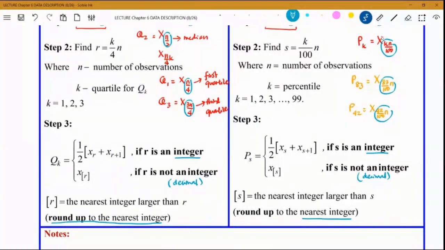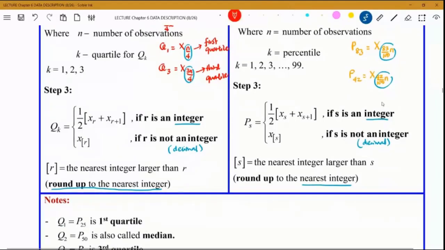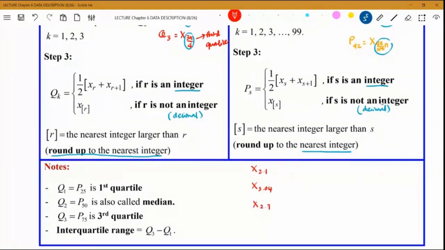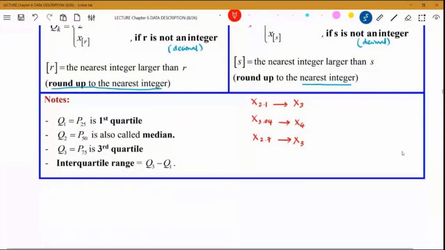Okay, so for example, if you get an observation of 2.1, 3.04, or 2.7, 2.1 becomes the third observation, 3.04 becomes the fourth observation, and 2.7 becomes the third observation. Okay, whenever we have a decimal, straight away raise it to the integer one above it. Okay, alright. And then the next one we have is the interquartile range. So interquartile is the third quartile minus the first quartile. Okay, so you have to find the first and third quartile.